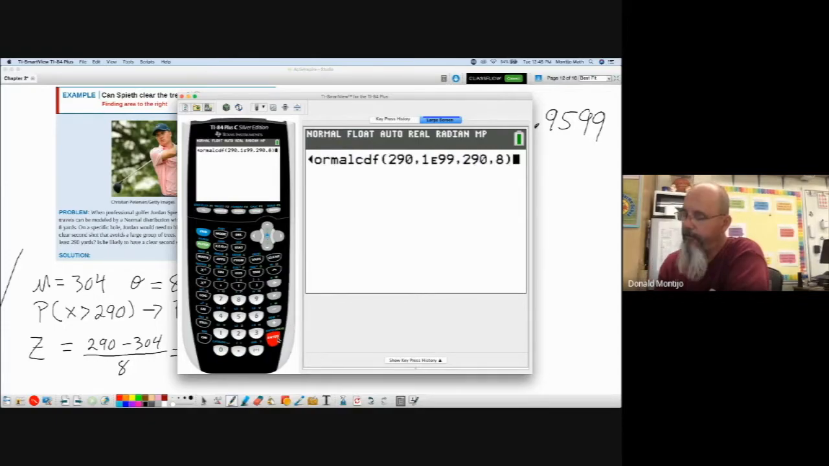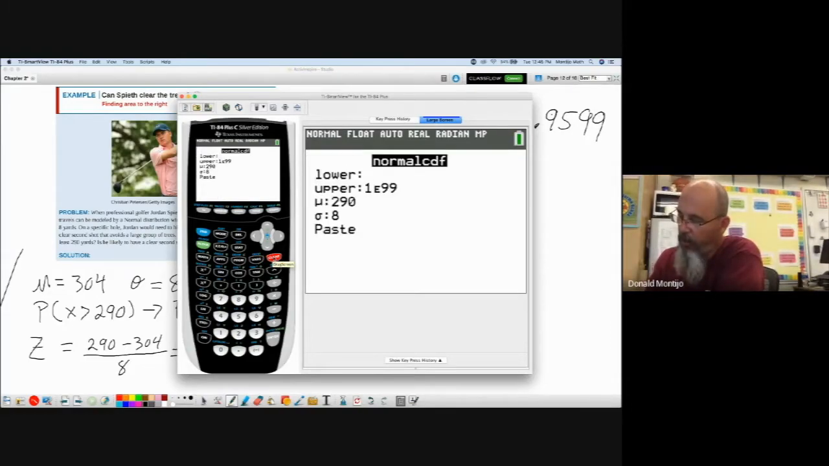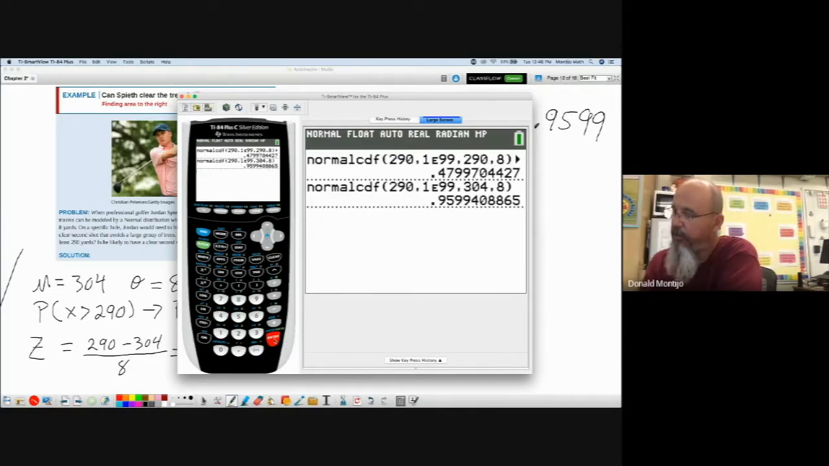Wait a minute, I messed up. Okay, so I put in 290 for the mean, but the mean of Jordan's drives was not 290. All right, so lower bound, 290. Upper bound, positive infinity. Mean, 304. Standard deviation of 8. 0.9599. So it's just another way to use table A.